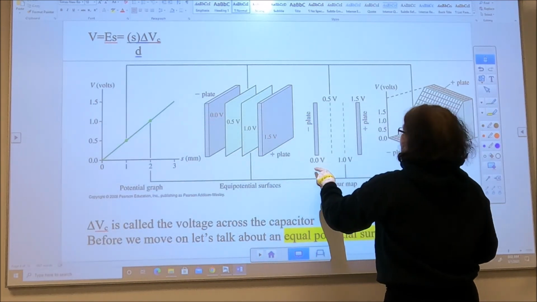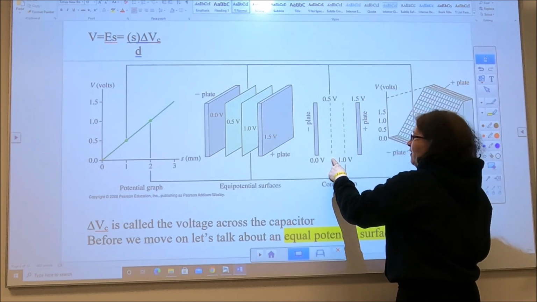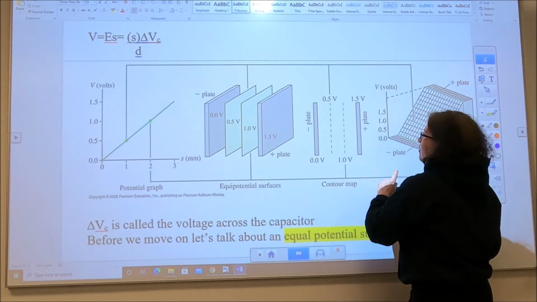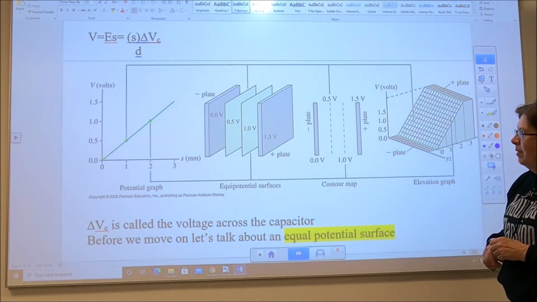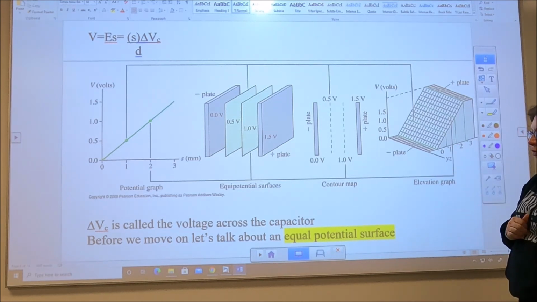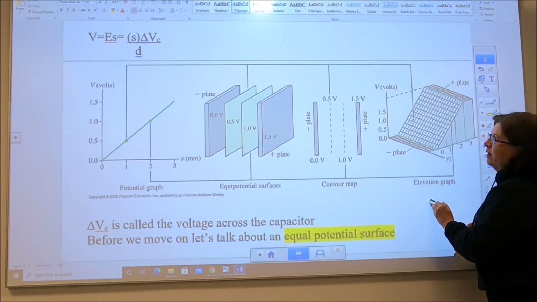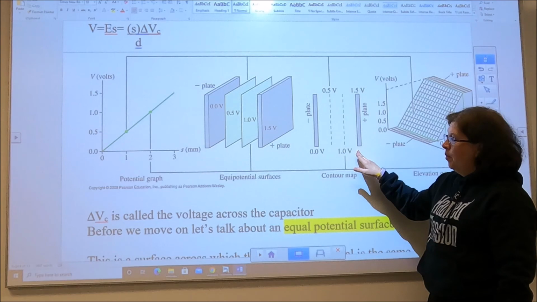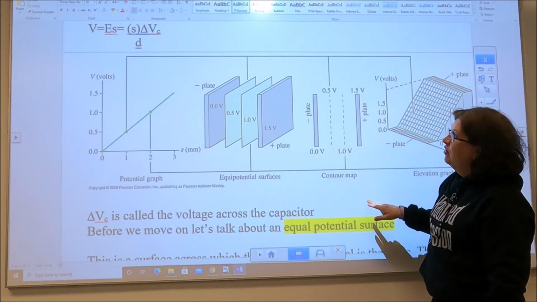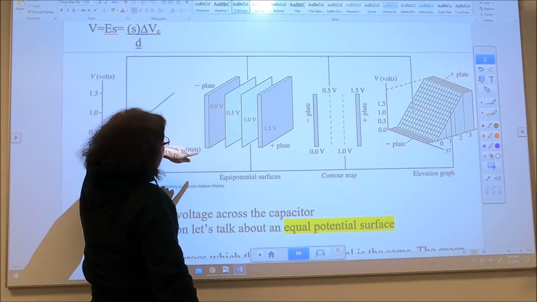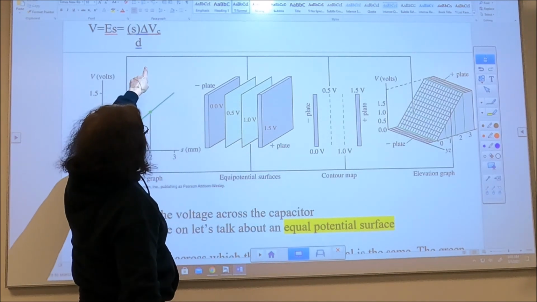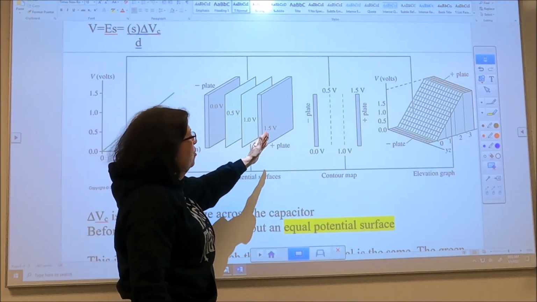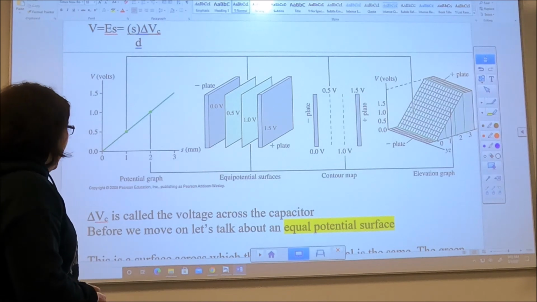If I look at the difference here and here, they said this is 3 millimeters. 1.5 divided by 3 millimeters means that it's going to be 0.5 at 1 millimeter, 1 at 2 millimeters, and 1.5 at 3 millimeters. So they're equal potential surfaces. Now, the delta V of the capacitor for this whole capacitor is 1.5 volts. So if I took 1.5 volts divided by the 3 millimeters, multiplied by the distance from this plate, I would get the potential at any location between the plates.